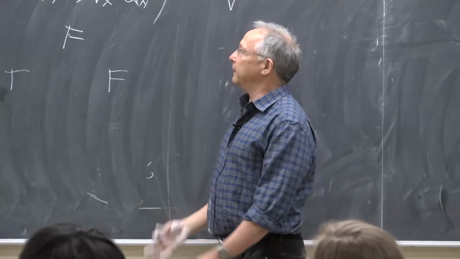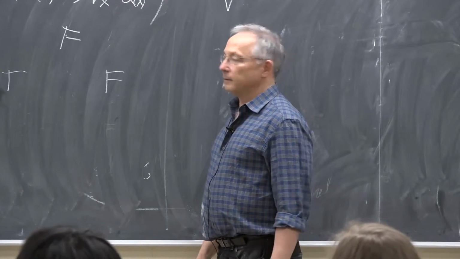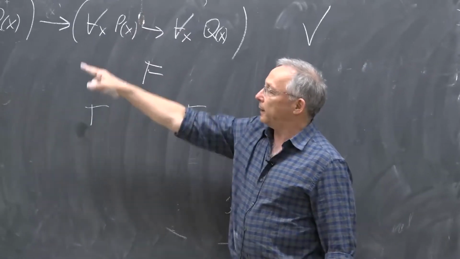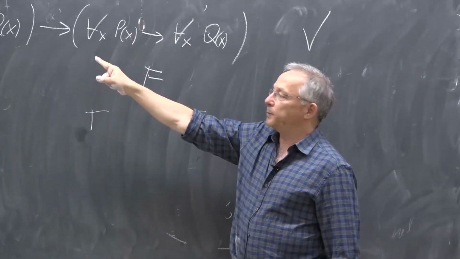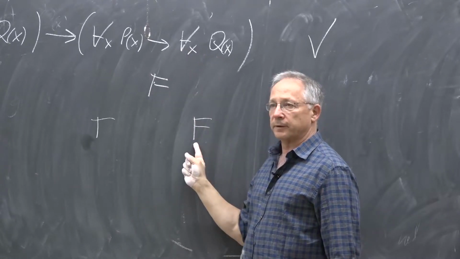We can dig a little bit more into the formalism, but basically that's the reasoning here. If for every x, p of x, and we already know that always p implies q, then I get that for every x, q of x, and this cannot be false.